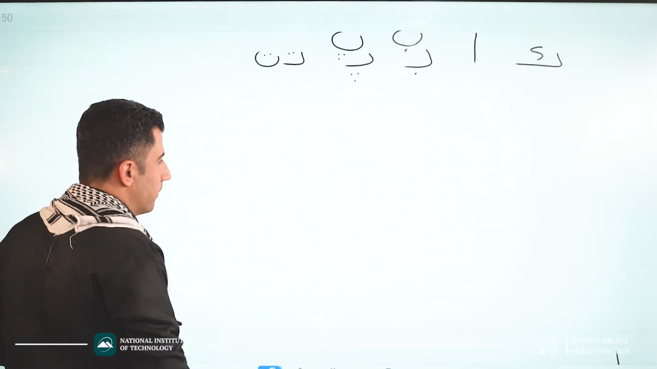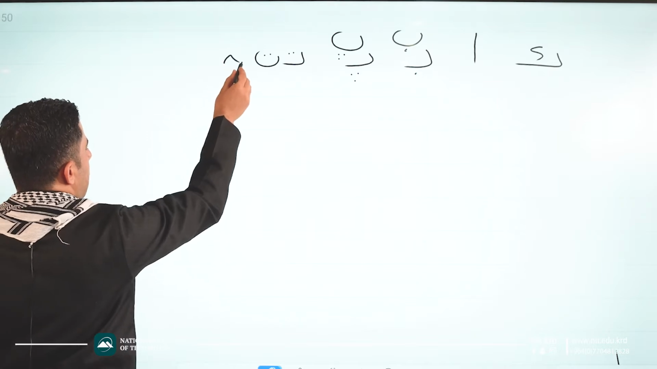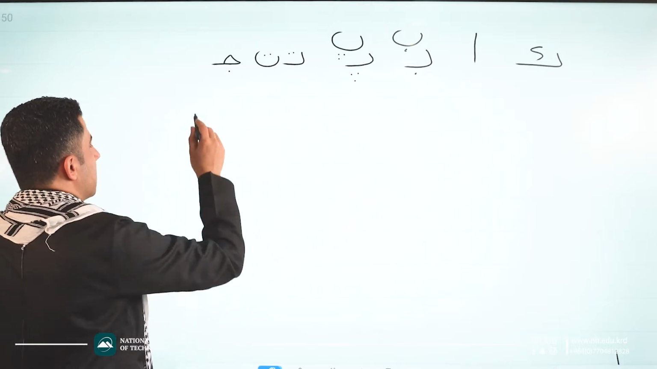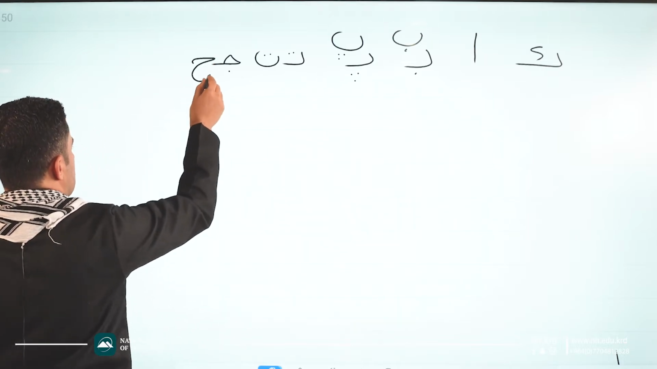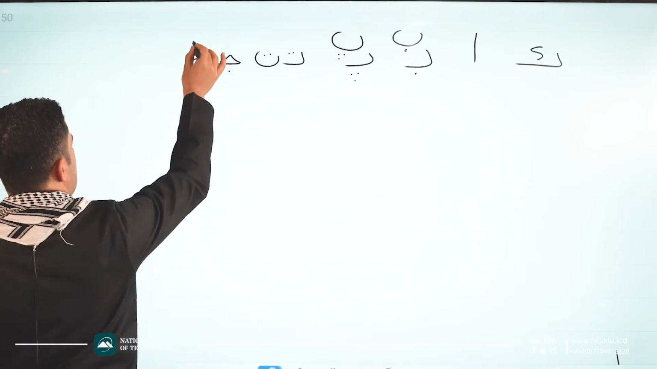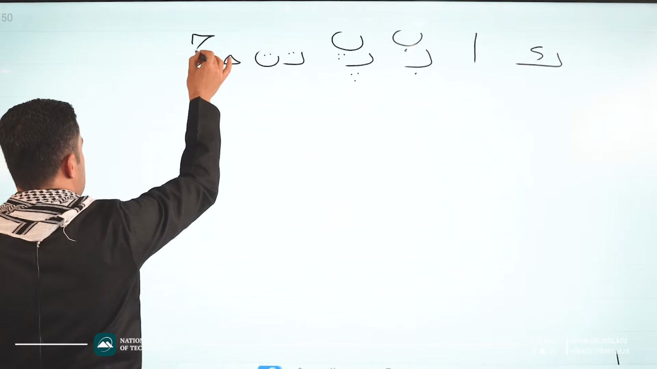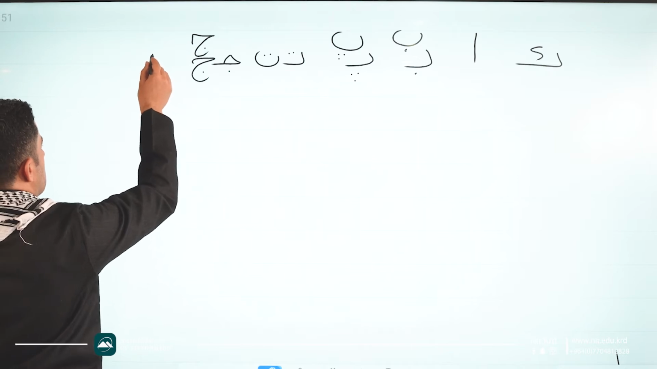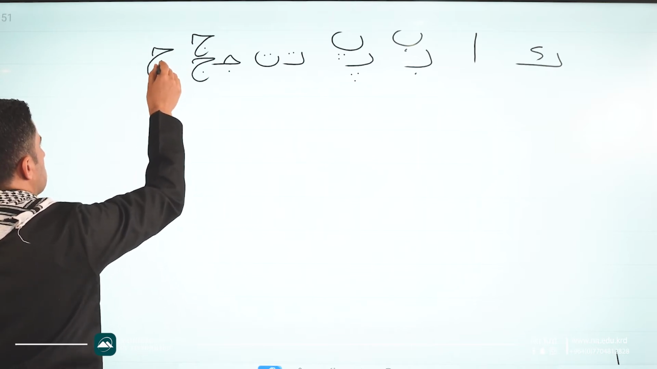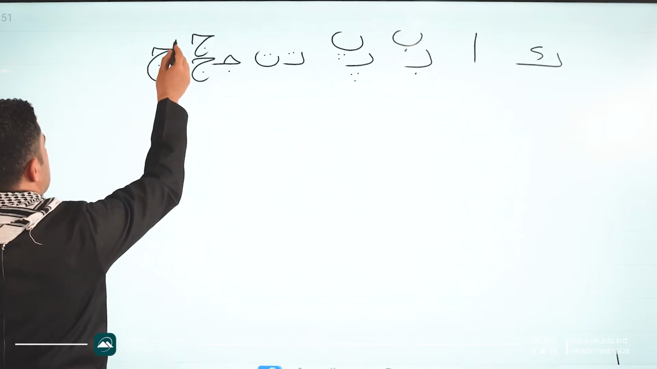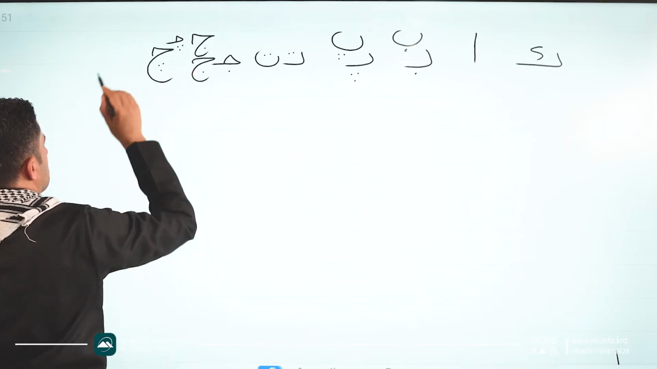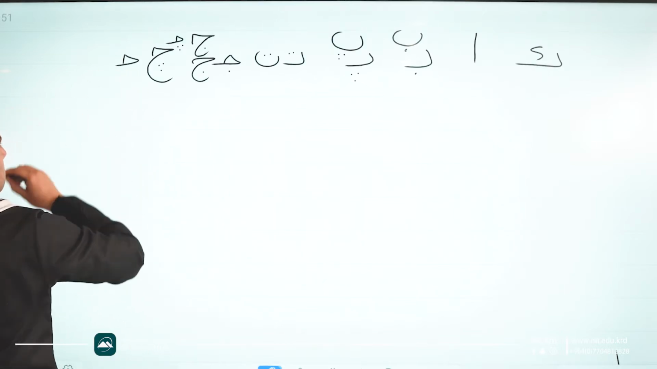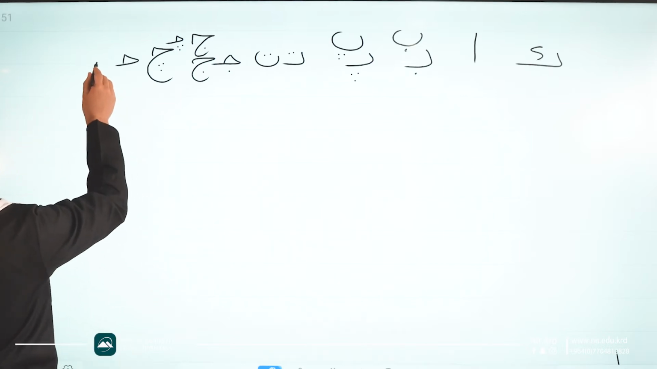That is t. After t, we have j, like this. That is for beginning and middle. At the end, I have to write down like this. First of all, we have to do this shape, and then that's for the end. After j, we have ch. That is for the end, but for the beginning it is ch. After ch, we have h. But at the end, h is like this.